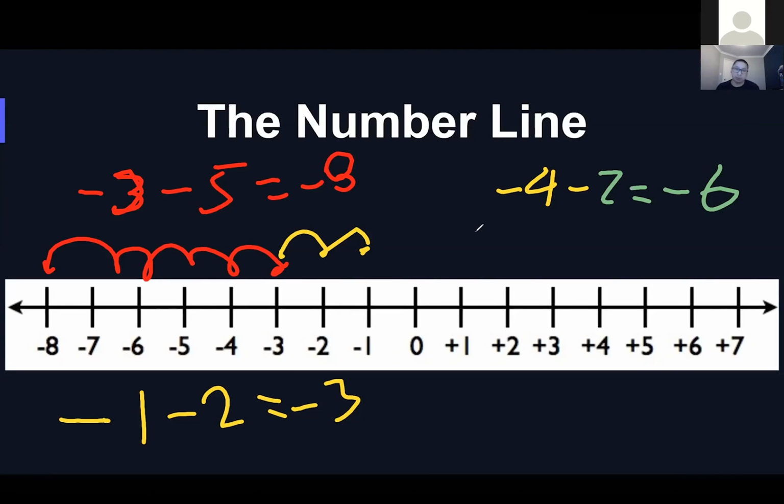-1, -2, and -3, -4, -2, and -6. Tell me the pattern you see. Ten seconds. Okay, so yeah, both are negative numbers. So someone said negative is always negative.